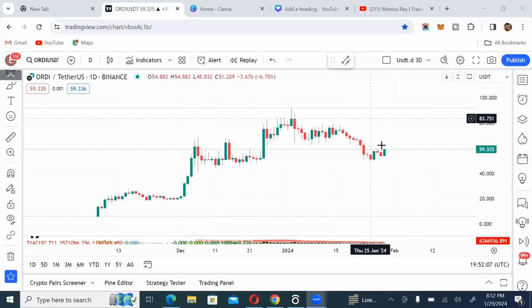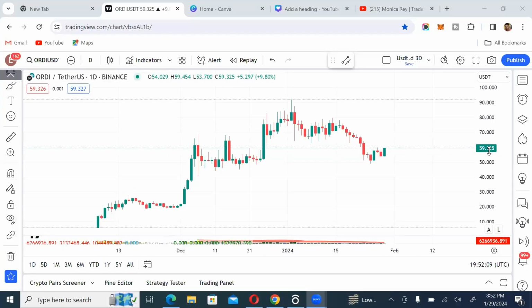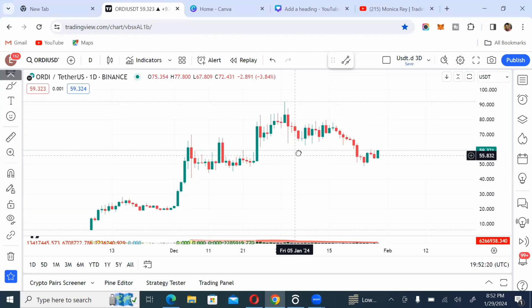Let's go, guys. This is RD USDT, and as you can see clearly, we are definitely in an uptrend, right? I'm making higher highs, higher lows, higher highs, and of course, I'm making higher lows. So the progression of this trend is towards the upside. Now, we want to make an analysis on this.